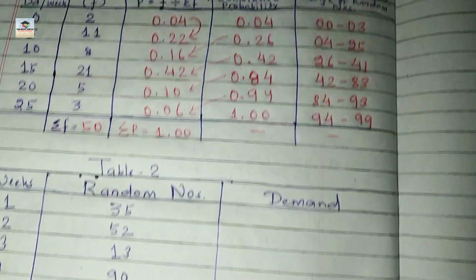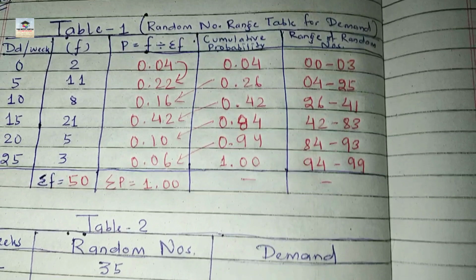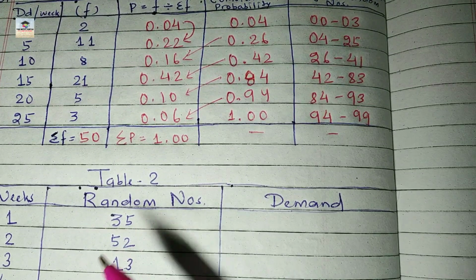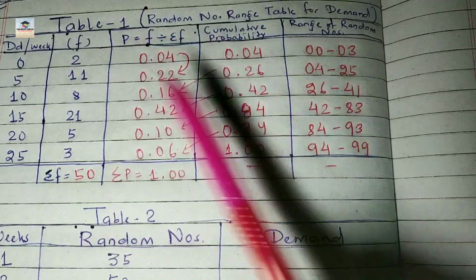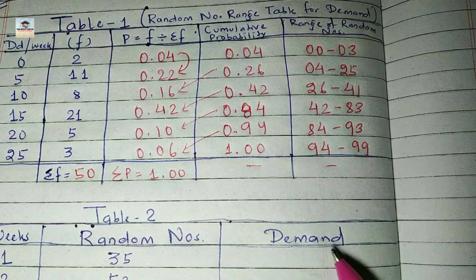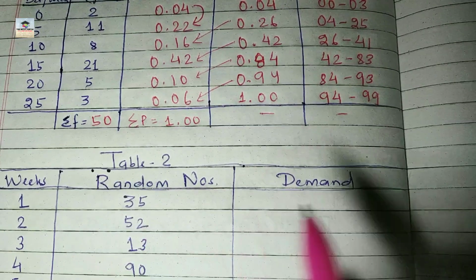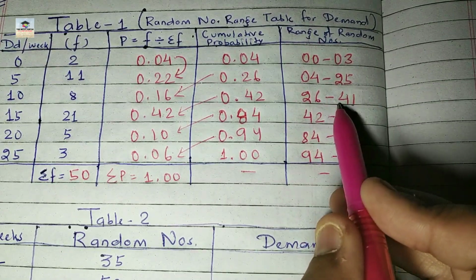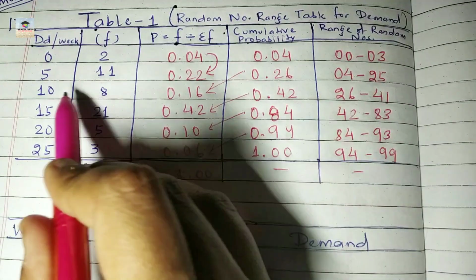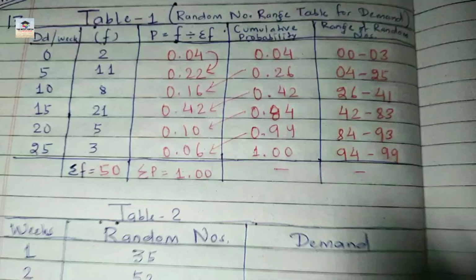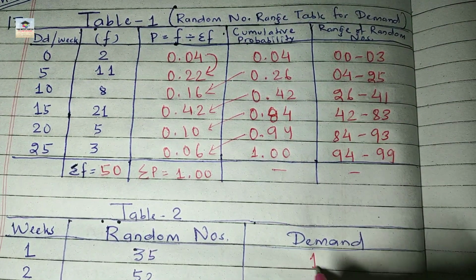See, we got the ranges for random numbers. So here you have got all the random numbers. Simply check कि ये वाला random number कौन से range में fall कर रहा है and उसका जो भी demand होगा that will come here, right? So your first random number is 35. So 35 कहाँ पर fall कर रहा है? 26 से लेके 41 इस range में. So इसका demand क्या है? इसका demand है 10 per week. So your demand will be 10.